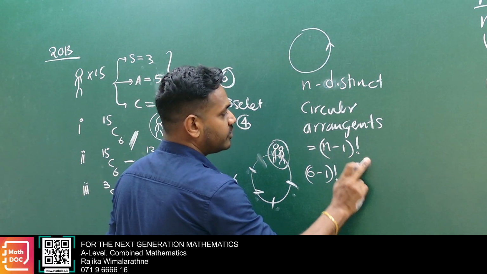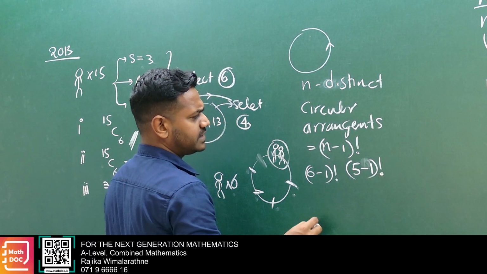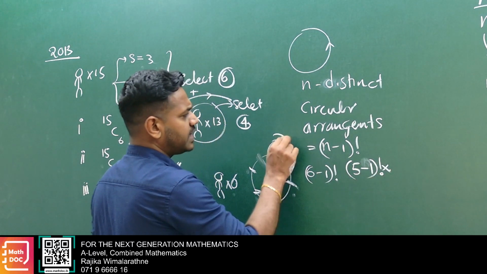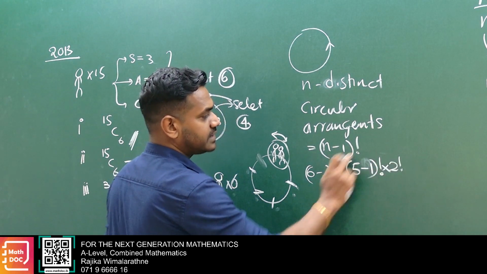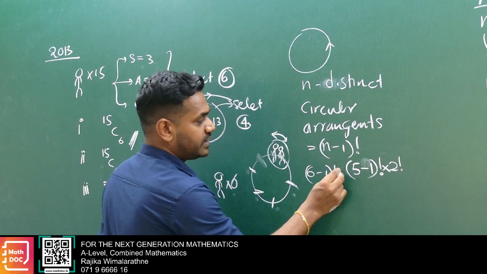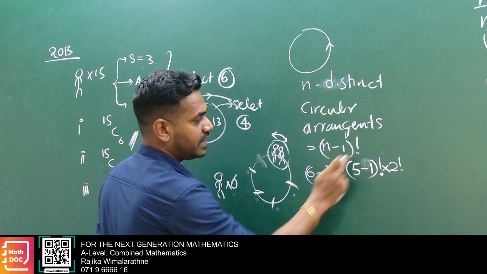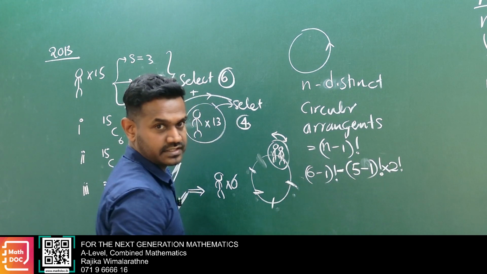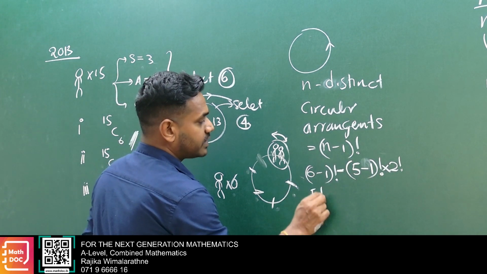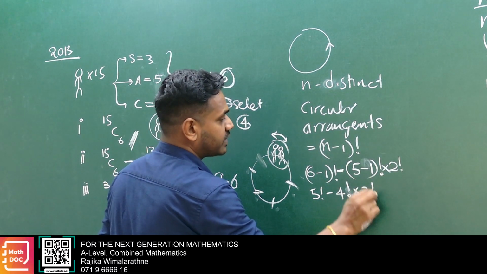Then (5 minus 1) circular arrangement. (5 minus 1) factorial ways, into their arrangements, 2 factorial ways. Then here they sit next to each other, then we need to remove them. Then the required arrangement is 5 factorial minus 4 factorial into 2 factorial.